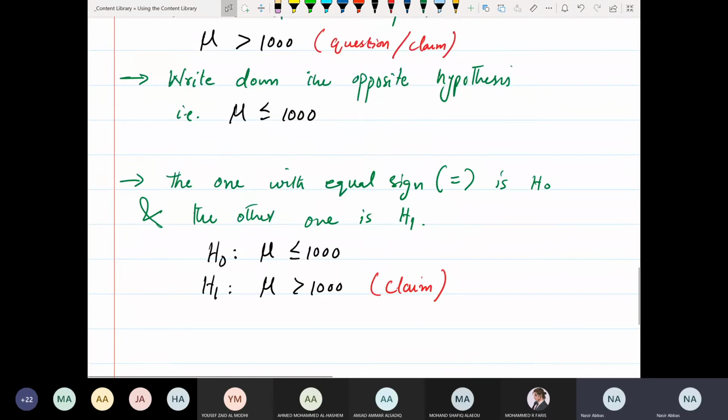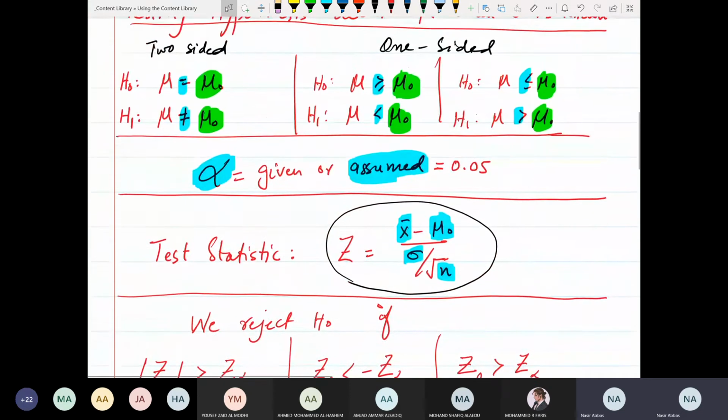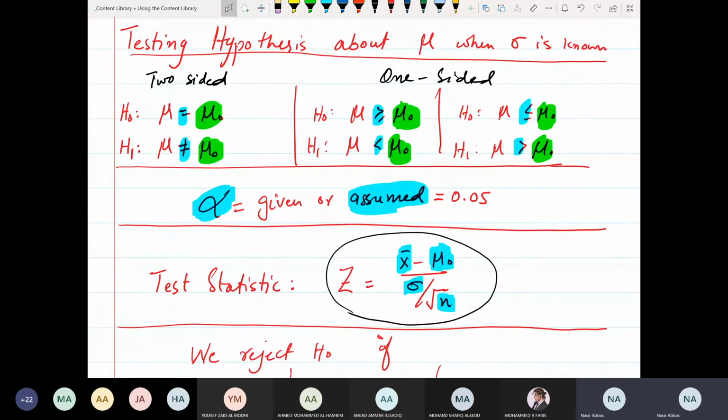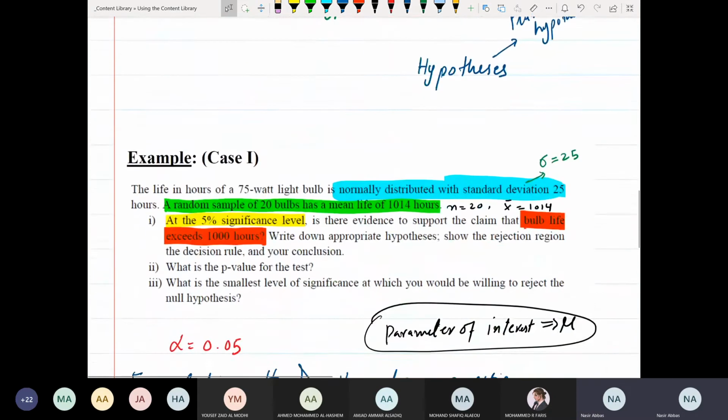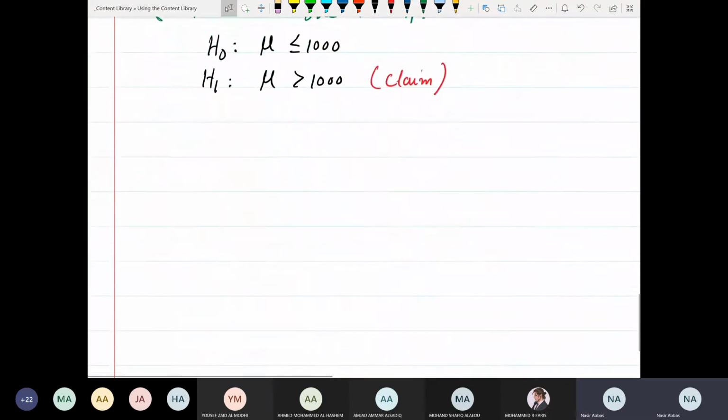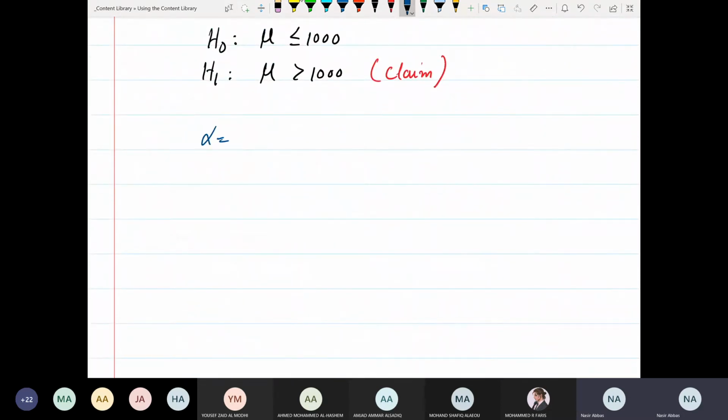So we are done with step number 1. Let's go back to the procedure. Step number 1 is what? You have to make H0 and H1. Once you are done with step number 1, you go to step number 2. You look for alpha, the level of significance or level of confidence. This alpha is either given or assumed. So in our question, it is given to be 0.05. So we'll write that one. Alpha is given as 0.05. The third step is the test statistic.